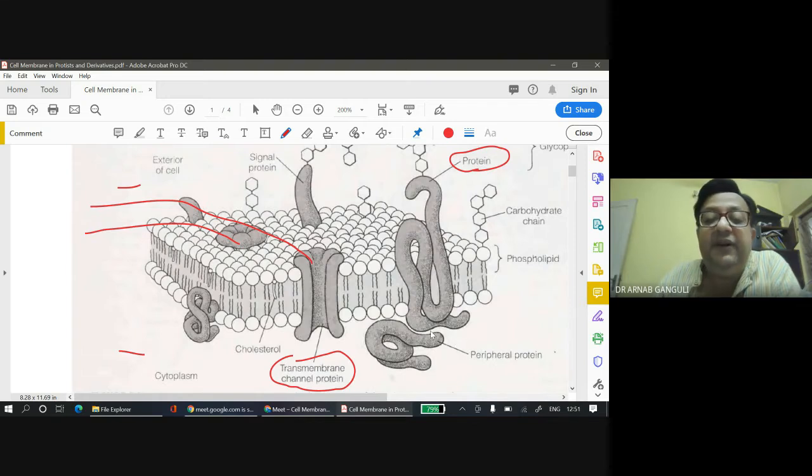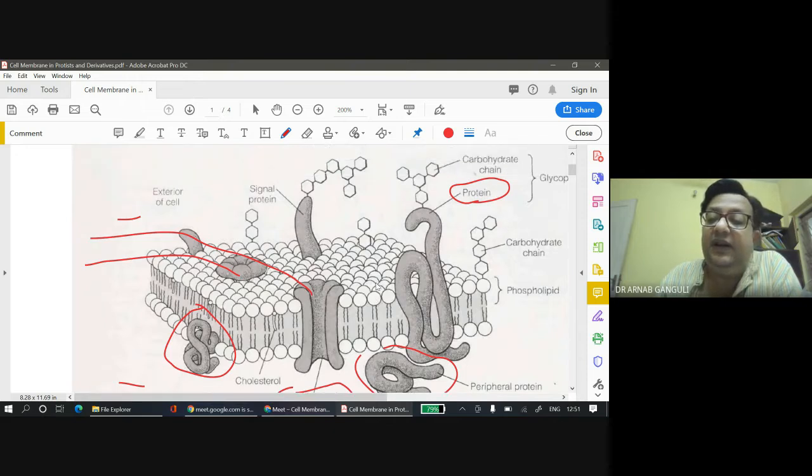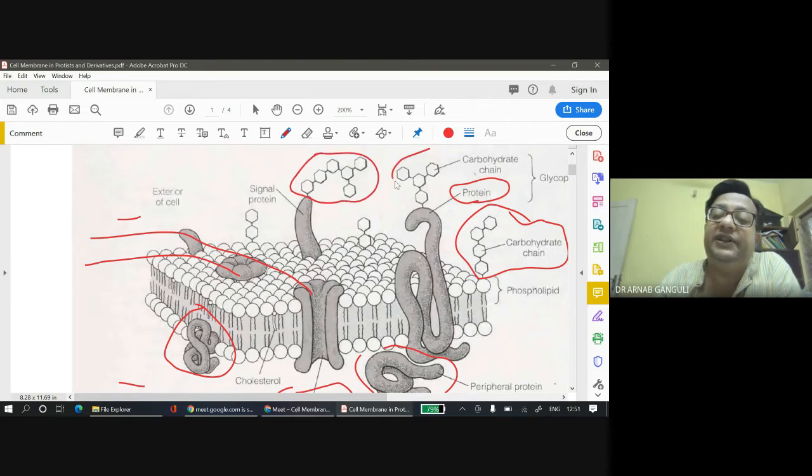Apart from that, you have proteins which are associated temporarily on one side. This one or this one. These are known as peripheral proteins. Apart from that, on these phospholipids, you have carbohydrate chains attached, and they are known as glycolipids. Even on the proteins, you have these carbohydrate chains attached. These are carbohydrate chains, and they are known as glycoproteins.